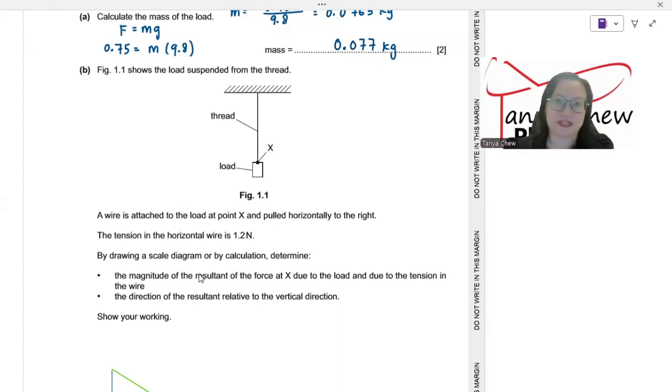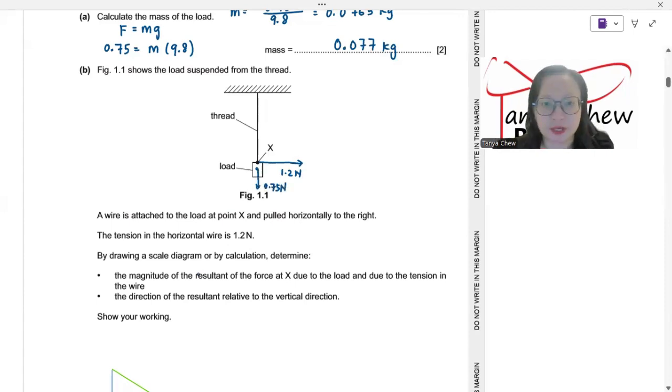If you want to draw a scale diagram, you need to come up with the scale that you're using. So there are two forces here. One is the weight of the load, and the other one is the tension of the wire, right? So look at the magnitude of the resultant force at X due to the load and due to the tension in the wire. The tension in the horizontal wire is pulled to the right with 1.2 Newton. And of course, there is the weight of the load, which has already been given, which is 0.75 Newton.